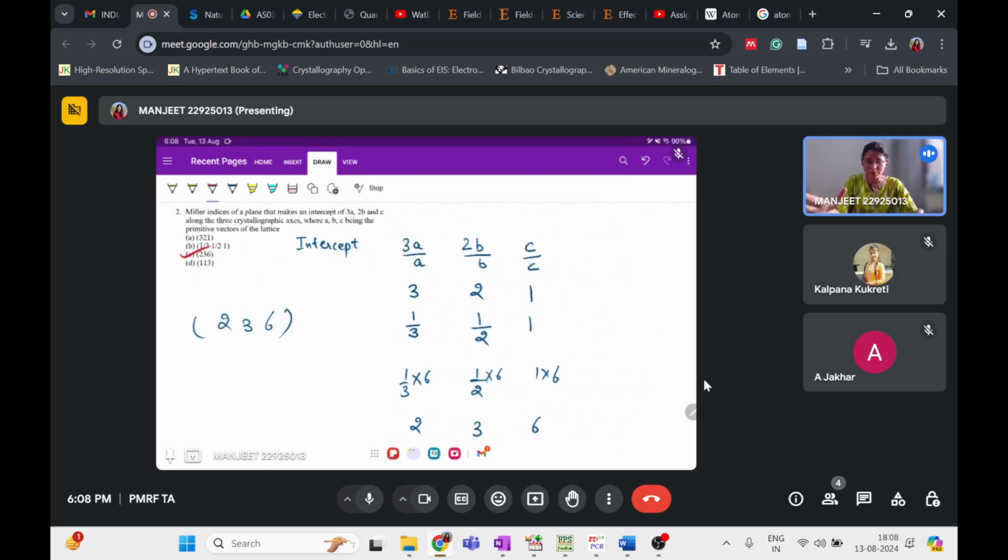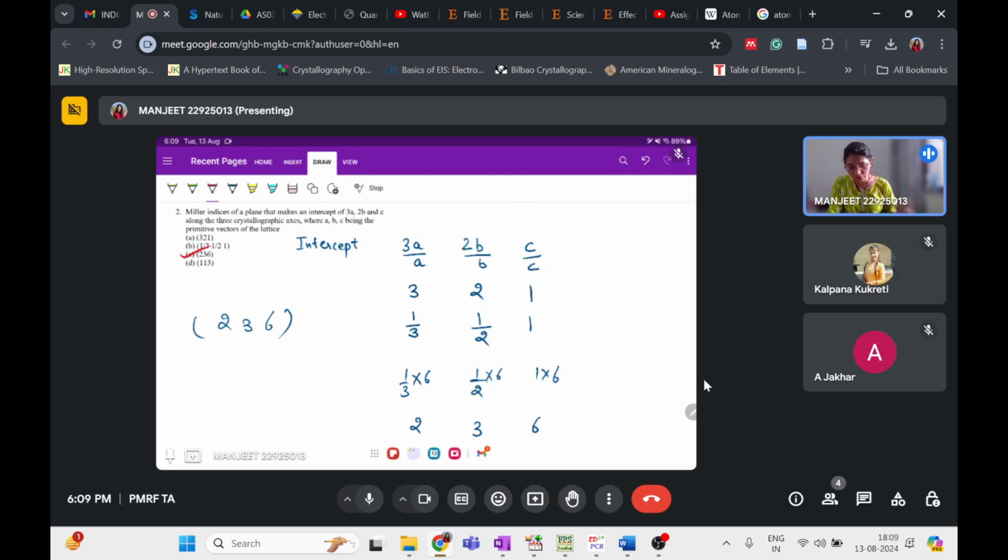Okay, so the basic idea to find the Miller indices is, first, we have to take the intercepts on the primitive lattice vectors of the lattice, whether it is given as a number or in terms of the primitive vectors. You have to consider only the intercept number, not the lattice vector. Then you take the reciprocal, and then convert into the smallest set of integers. This is the simple procedure for the Miller indices.